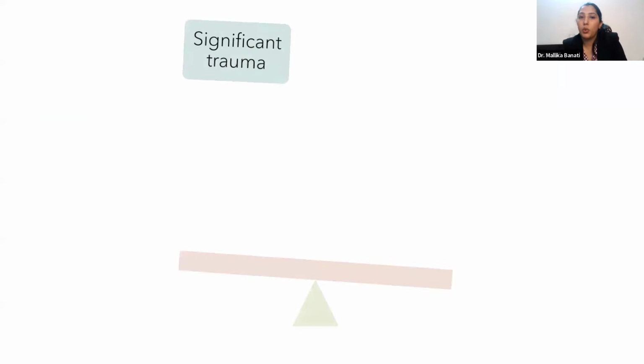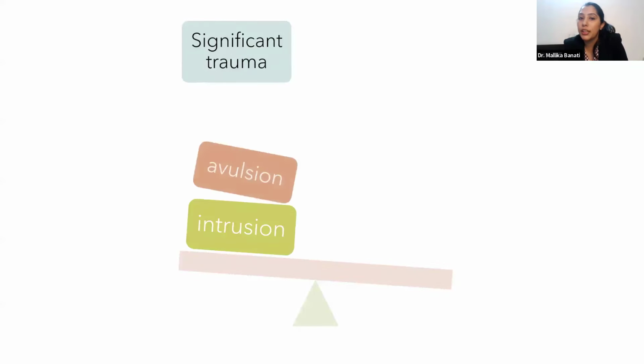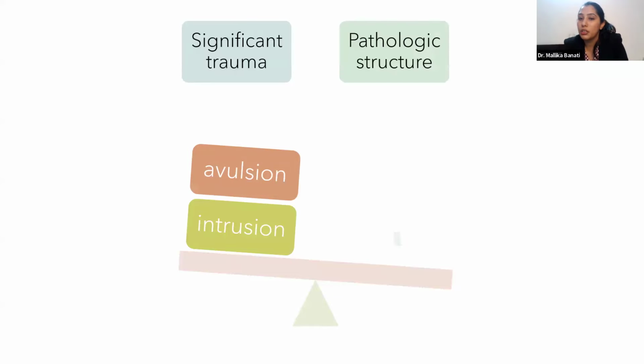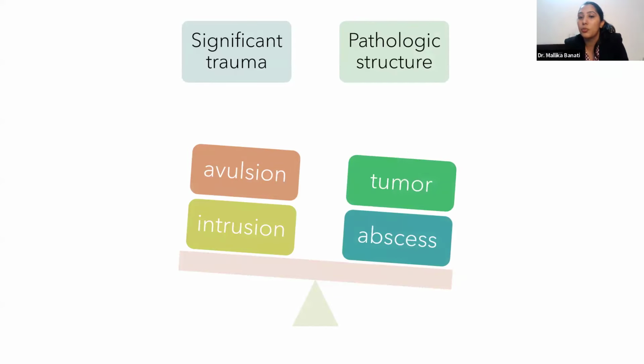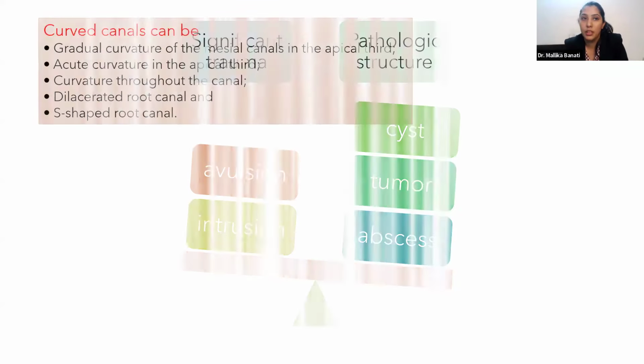These are again pictorial representations of the same. We have significant trauma such as intrusion, extrusion, avulsion, and pathological structures such as abscess, tumor, cyst. All of these can again lead to a dilaceration of the budding tooth germ.